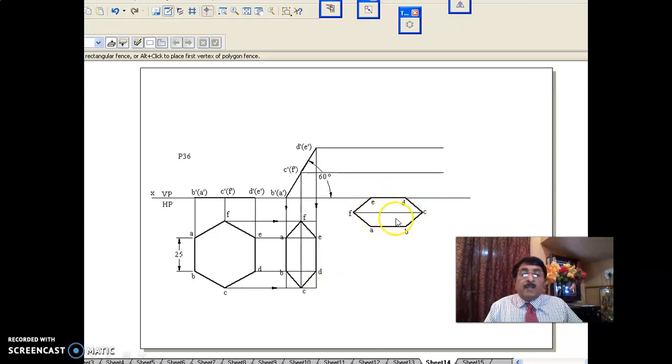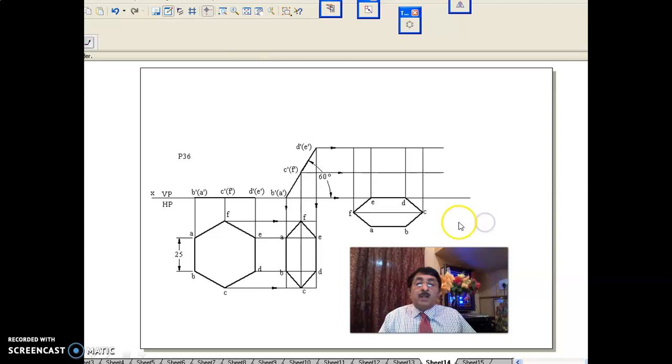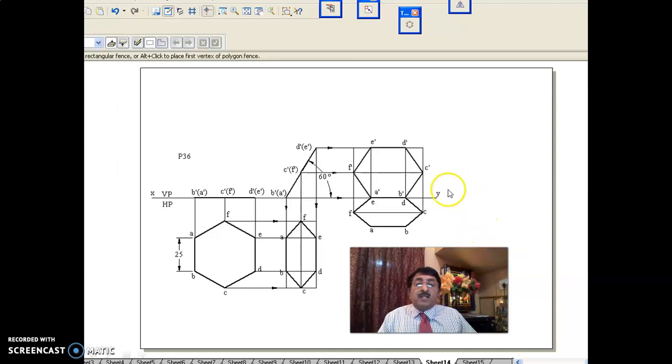But in this problem, as soon as you look at that, you should tell the surface is already inclined at 60 degrees to HP. Okay, 60 degrees to HP. AB is on HP and opposite edge is lying in VP. That is how you should conclude. Okay. Now, once you do this, take the projectors up and get the corresponding front view.